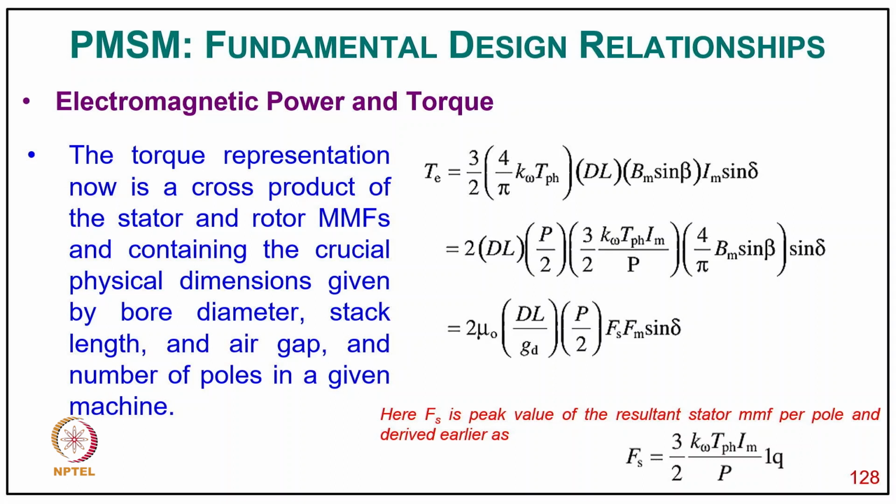So that is typically here that T equal 3 by 2, 4 by pi k_w T_ph d l B_m sin beta into I_m sin delta, and that is 2 d l p by 2, 3 by 2 k_w T_ph I_m upon p into 4 upon pi B_m sin delta into sin beta, and that is equal to 2 mu 0 d l upon g_d p by 2 F_s F_m sin delta, where F_s is the peak value of resultant stator MF per pole, and derived earlier as F_s equal to 3 by 2 k_w T_ph I_m upon p.